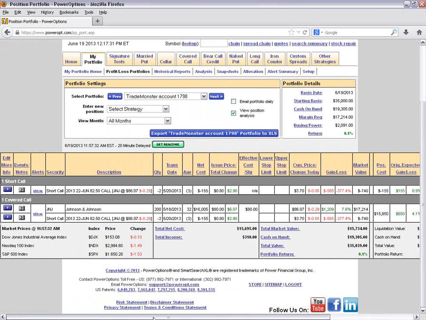All right, so we've got that covered call entered. This short call that we put in, we realized we made a mistake. I'm not tracking a naked call. I didn't sell a naked call in Johnson & Johnson. That was an error in entering the position individually. So now I just want to remove it.